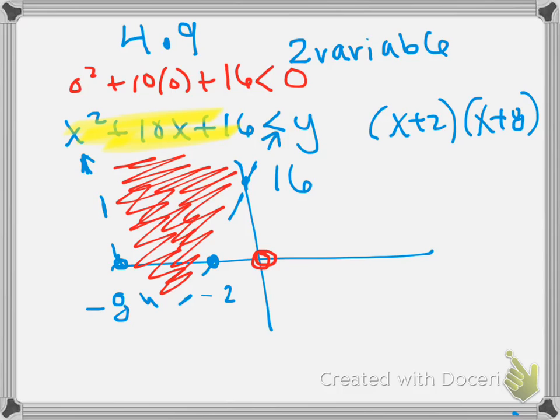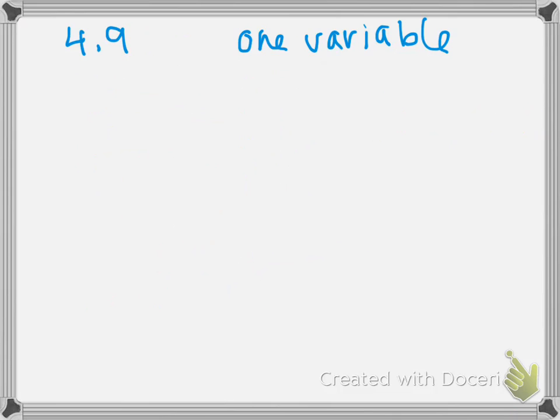So there we go. In 4.9, if you have two variables, you simply graph the equation and then you're going to color where the feasible region is. So the second type of equation that we saw was one variable equation. So I'm going to use the same thing, x squared plus 10x plus 16, but this time I'm going to say is less than 0. So what I did was I removed the y and I only have one variable.